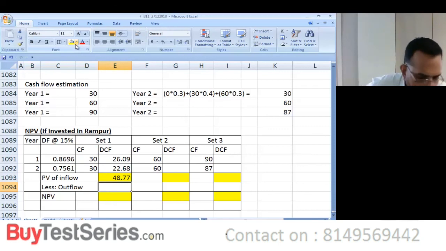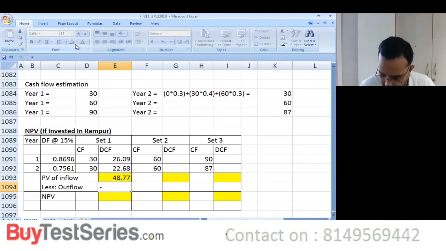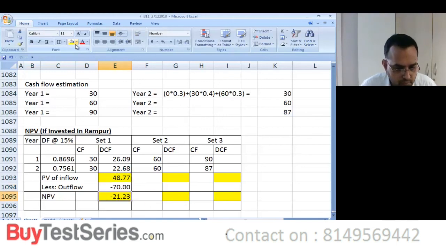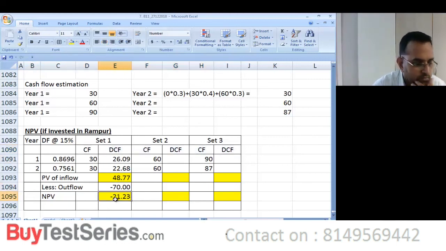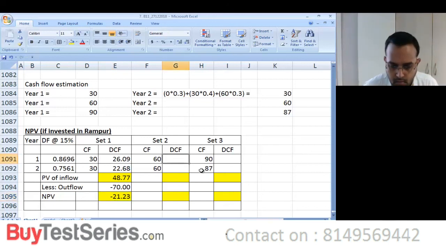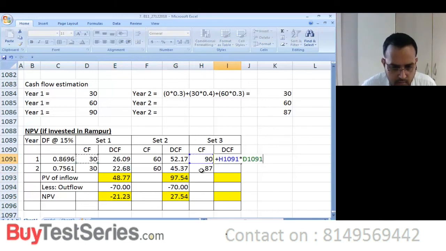What is the initial investment? 70 lakhs. And what is the NPV in the first case? Minus 21 point something. Second set. What is the net present value that you get? 27.54. Third set. Yeah.